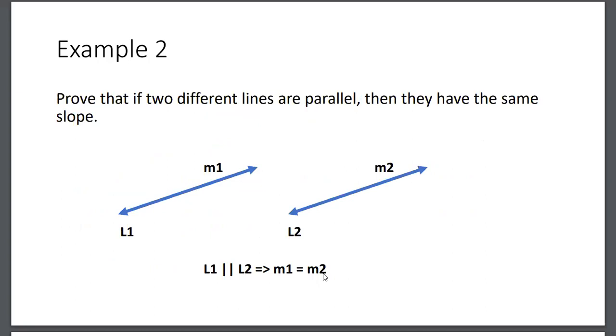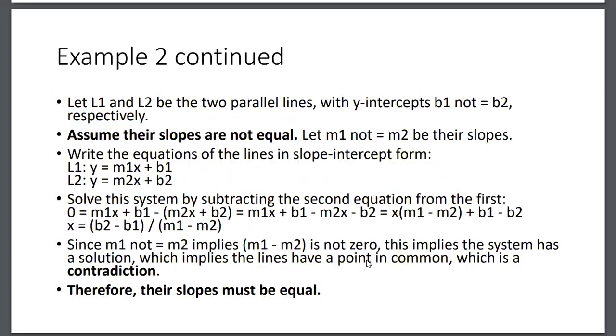Example 2. Prove that if two different lines are parallel, then they have the same slope. This time we start with the given that the lines are parallel, and we want to prove they have the same slope. Let L1, L2 be the two parallel lines with y-intercepts b1 not equal to b2 respectively. Assume their slopes are not equal. Let M1 not equal to M2 represent their slopes.